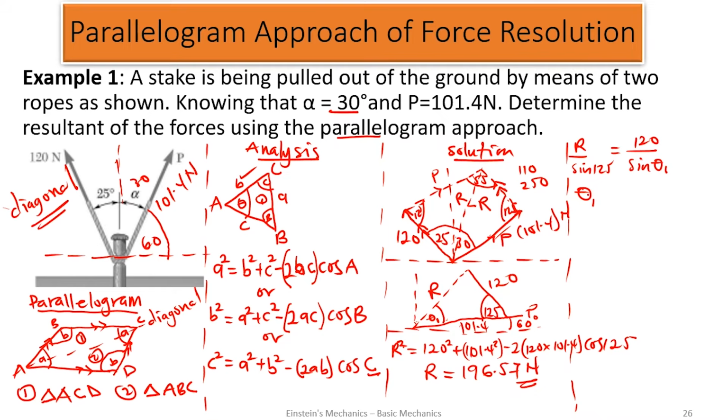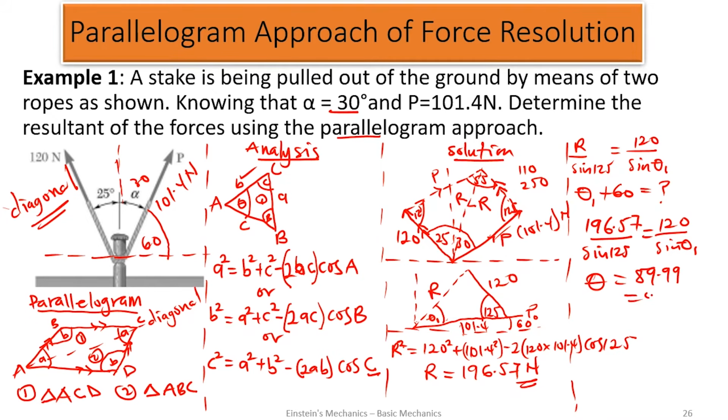So the total angle will be this theta 1 you got plus 60, which gives you whatever you are looking for. And I know my R to be 196.57 over sine 125 equal to 120 over sine theta 1. And finally, my angle theta between the resultant and the x-axis will be equal to what?